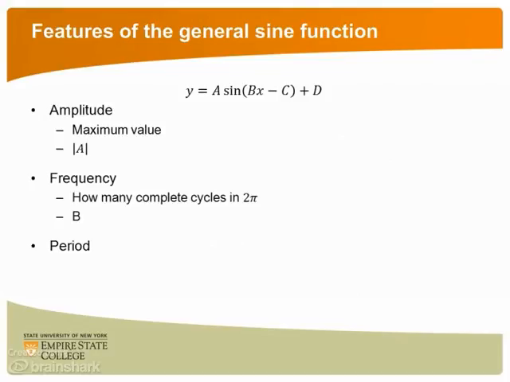The frequency measures how many cycles are fully completed in any 2 pi distance. This value is b, or the coefficient for x. A related feature is the period. While frequency is how many cycles are completed in the space of 2 pi, the period determines what distance in x you must travel before the cycle repeats. The period is found by dividing 2 pi by the value b.